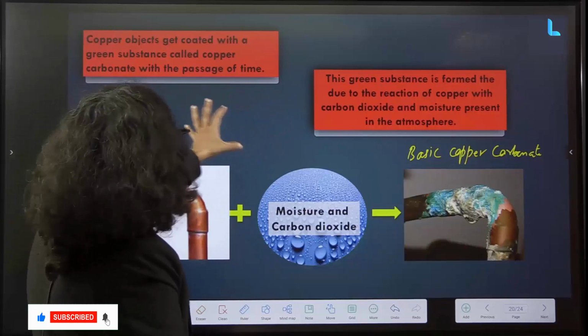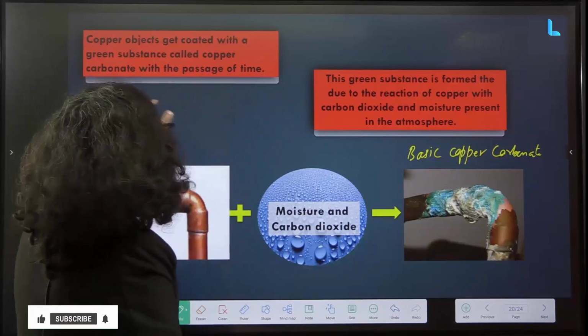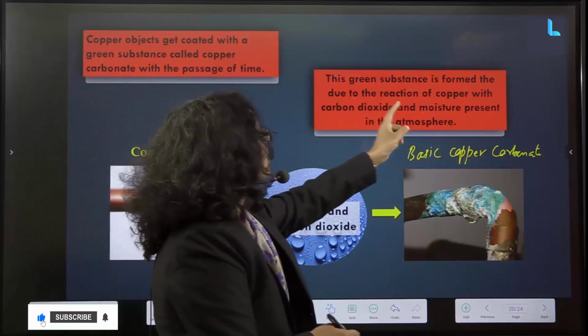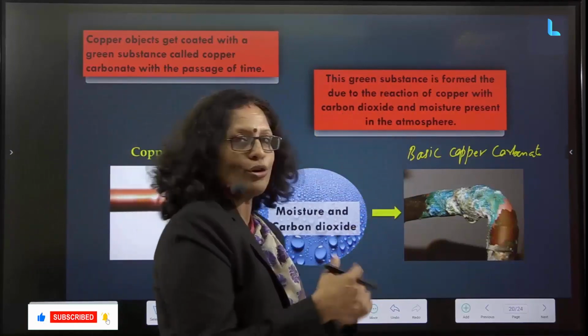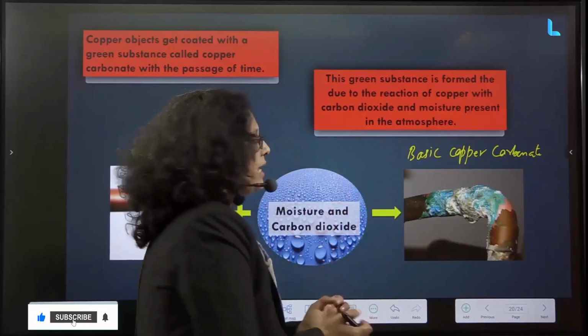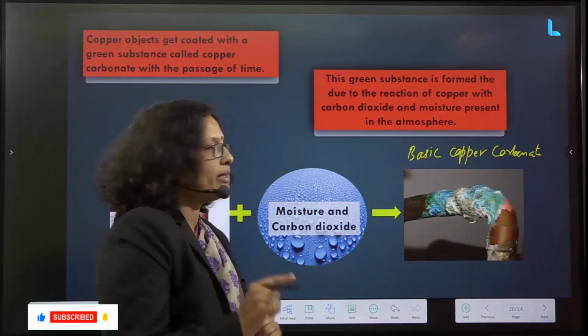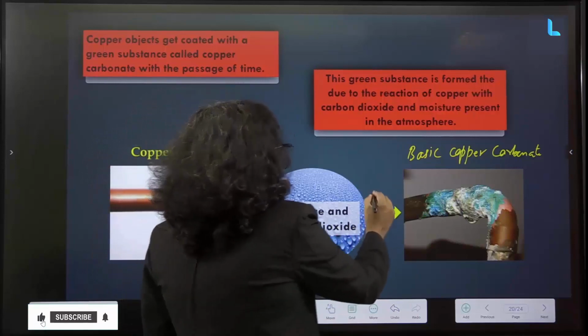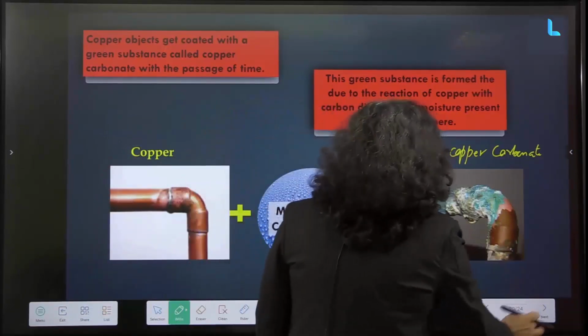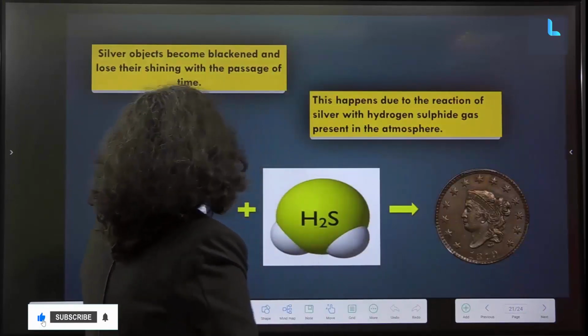So copper objects get coated with a green substance called copper carbonate with the passage of time. This green substance is formed due to the reaction of copper with carbon dioxide and moisture present in the atmosphere. So this is also another type of corrosion.